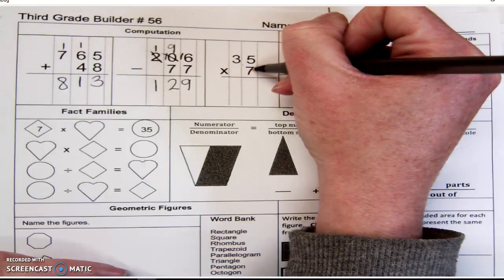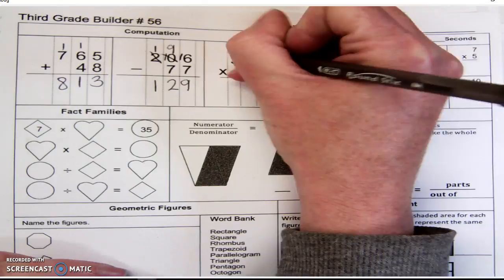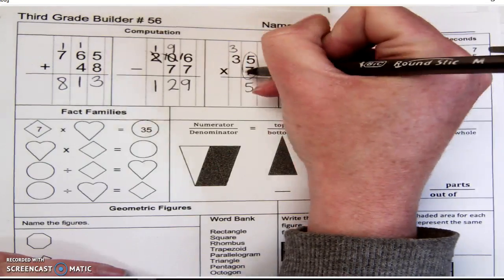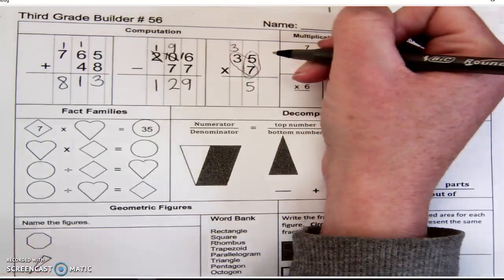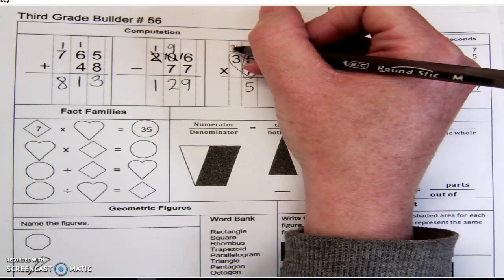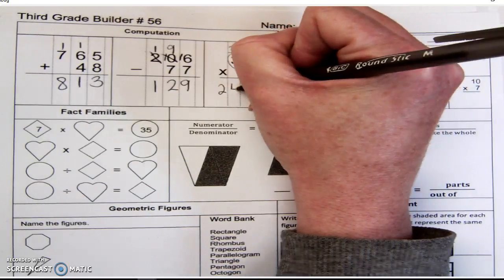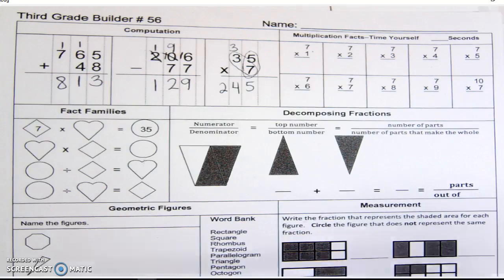First we multiply the 7 times the ones place. 7 times 5 is 35. Then we multiply the 7 times the tens place. 7 times 3 is 21. We add 3 more. 22, 23, 24. We get a product of 245.